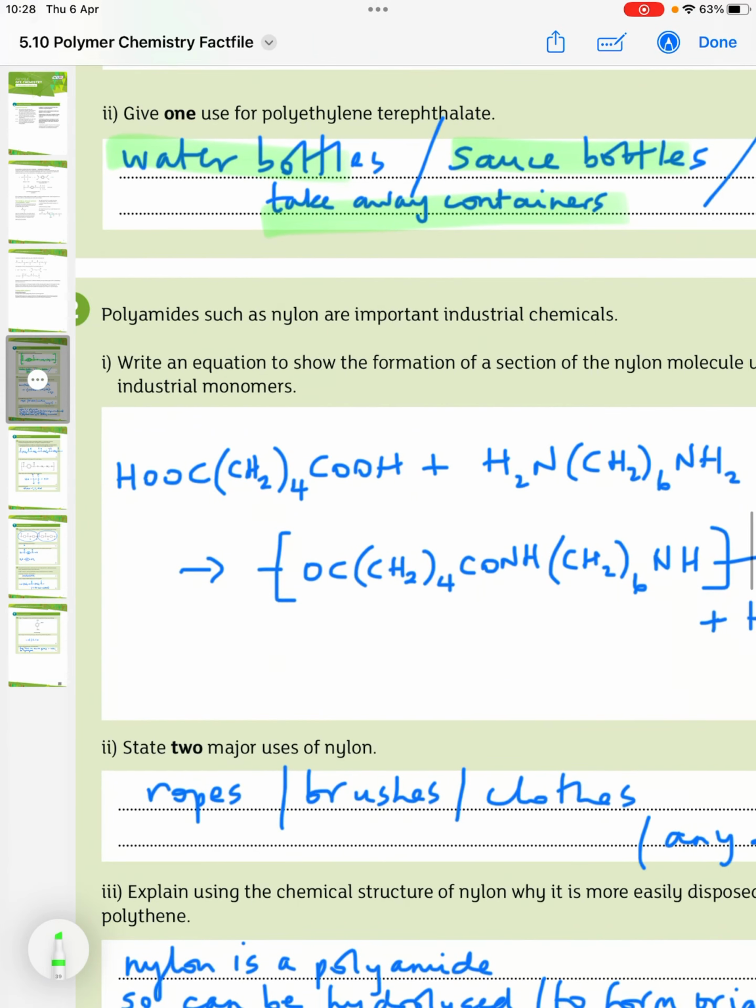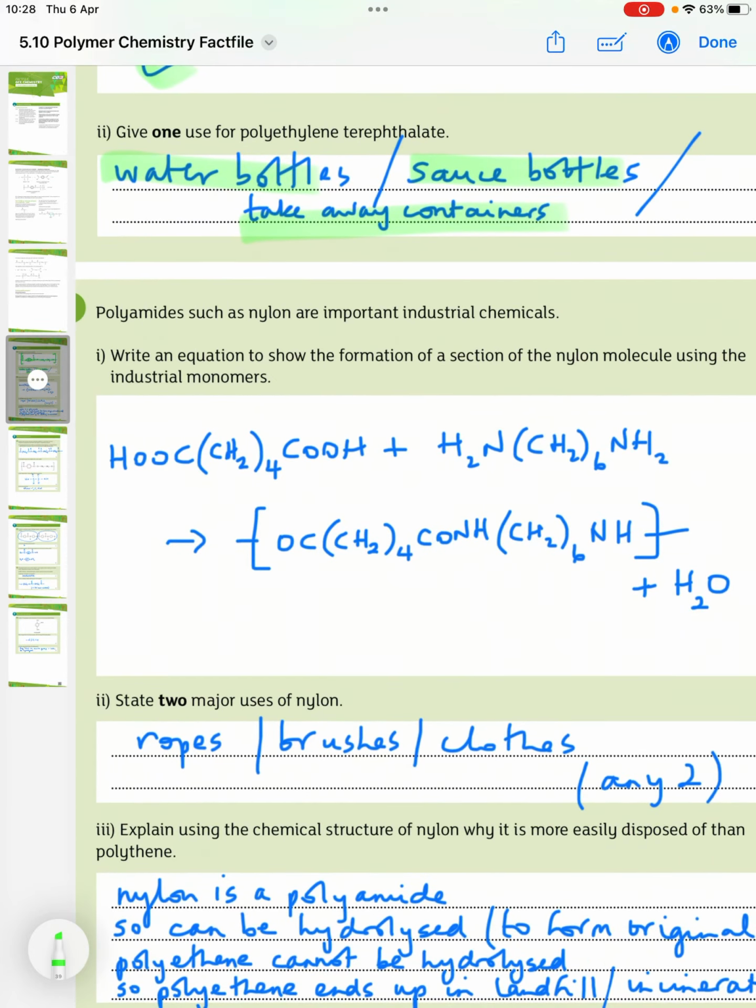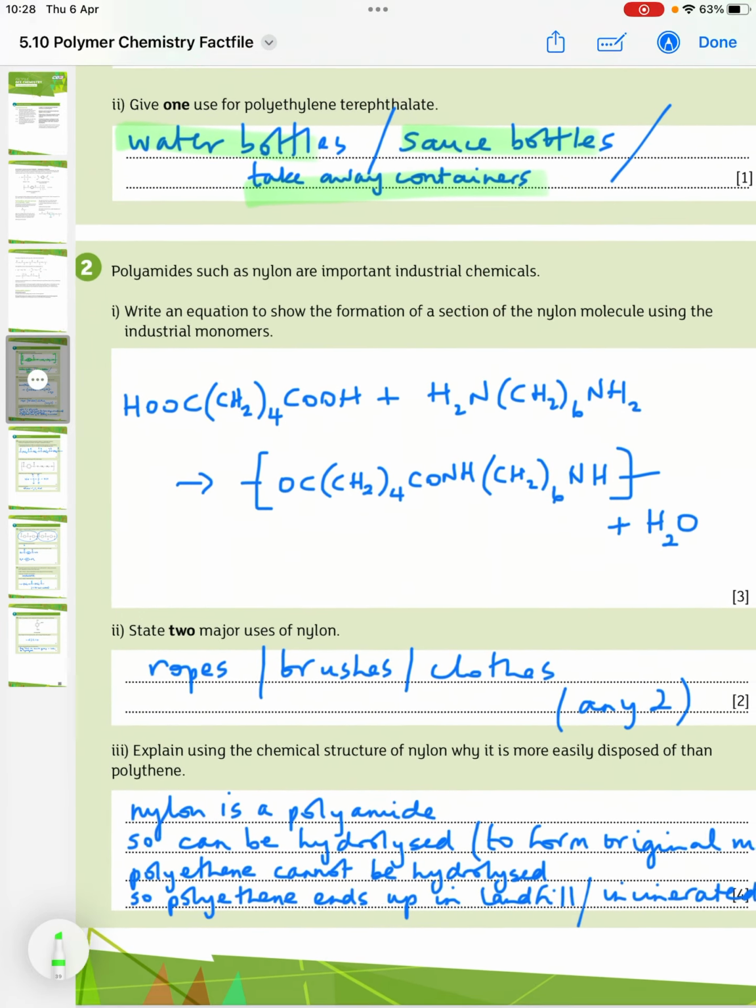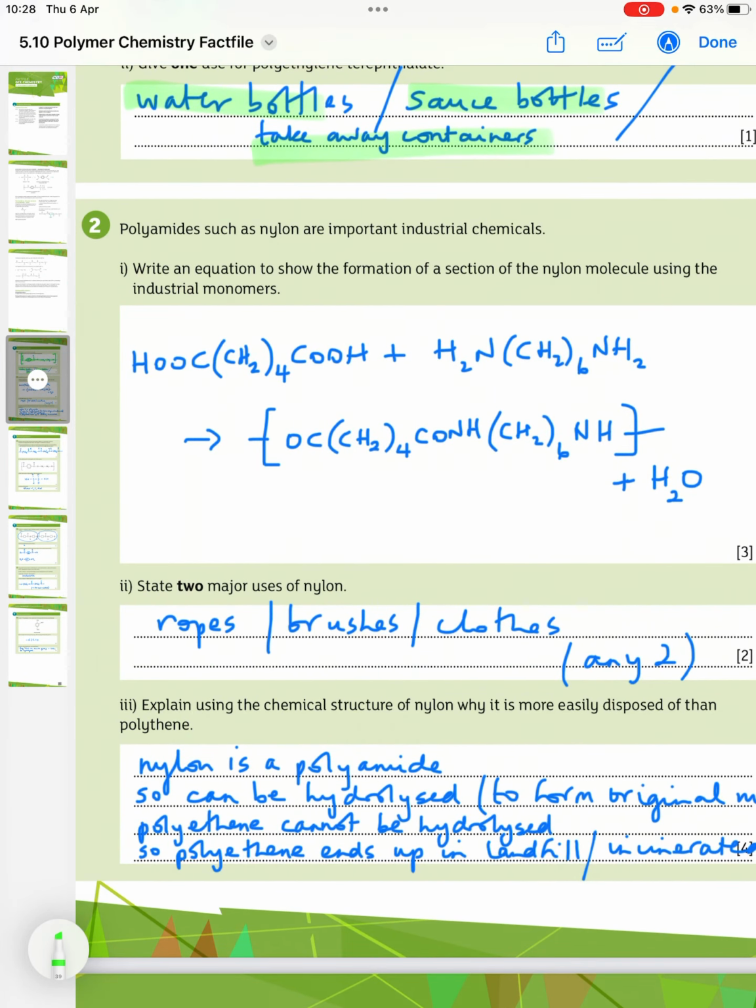Next is about nylon. It says polyamides such as nylon are important industrial chemicals. Write an equation to show the formation of a section of nylon made using the industrial monomers. The industrial monomers are hexane dioic acid and hexane diamine. So HOOC, CH2 4 times, COOH is the dioic acid, and the diamine is H2N, CH2 6 times, NH2.